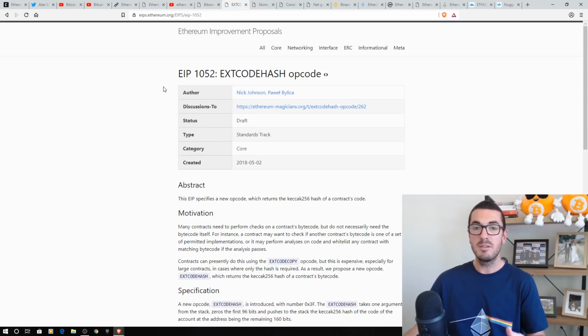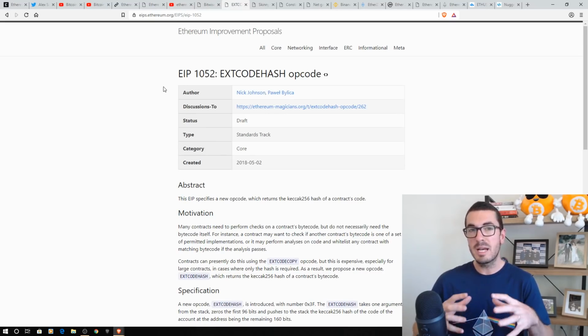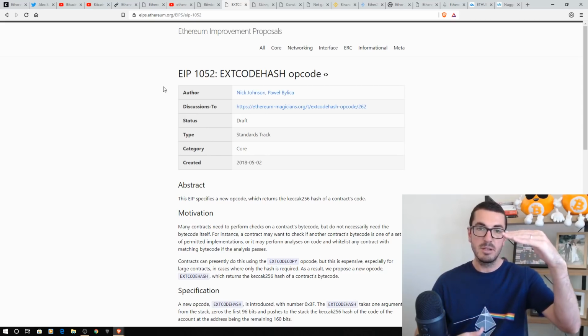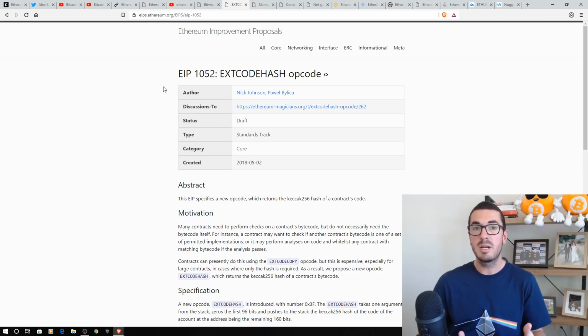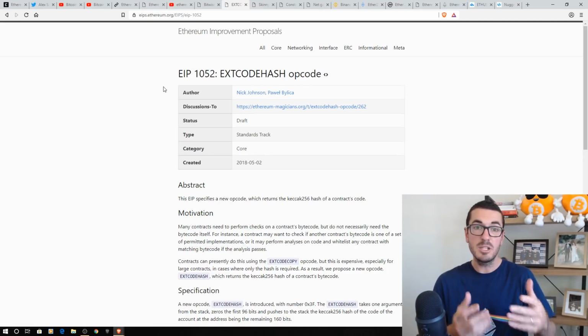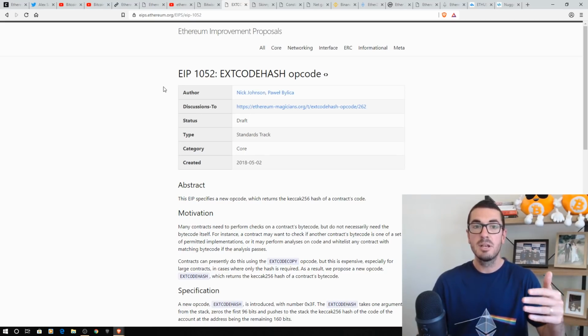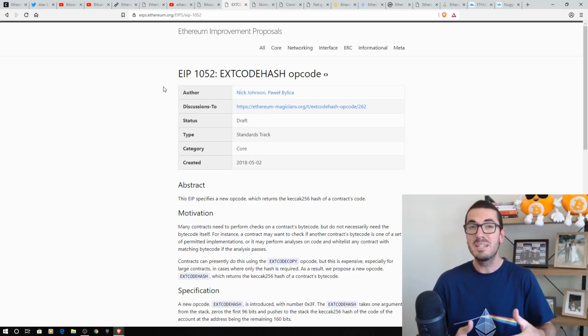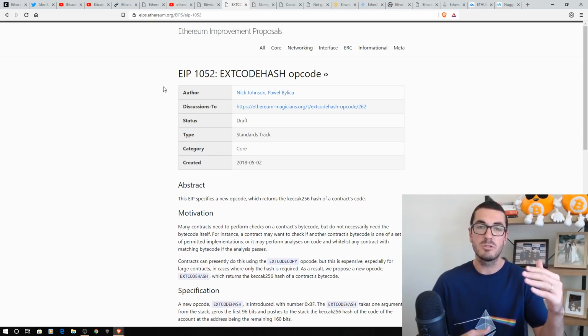The next one is 1052, and this one has to do with how smart contracts verify the code when they're communicating with other smart contracts. Previously they'd have to verify all the code in a smart contract, but now we have a hash at the top of that code. And we know how hashes work: if there's any change, it creates a new hash. So if the hash is the same, we can be certain that it has been verified and there's no change. So it really speeds up that process of smart contracts verifying other smart contracts.